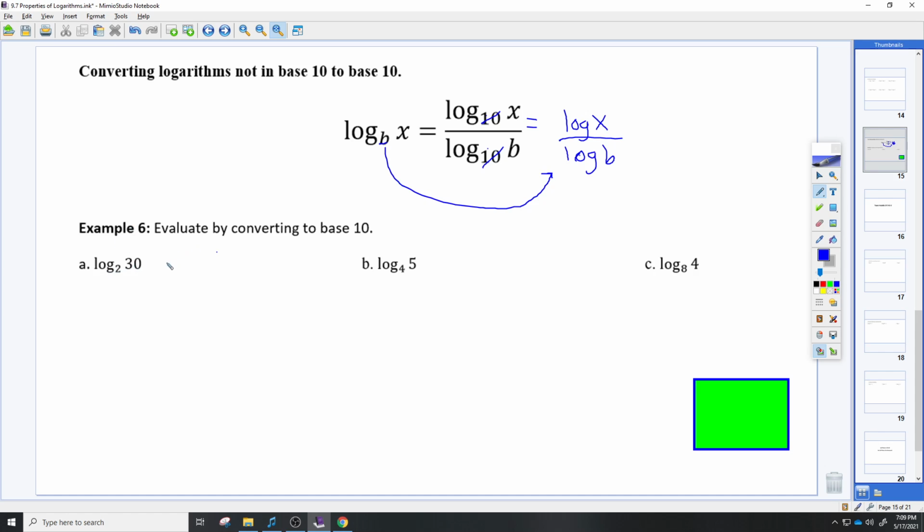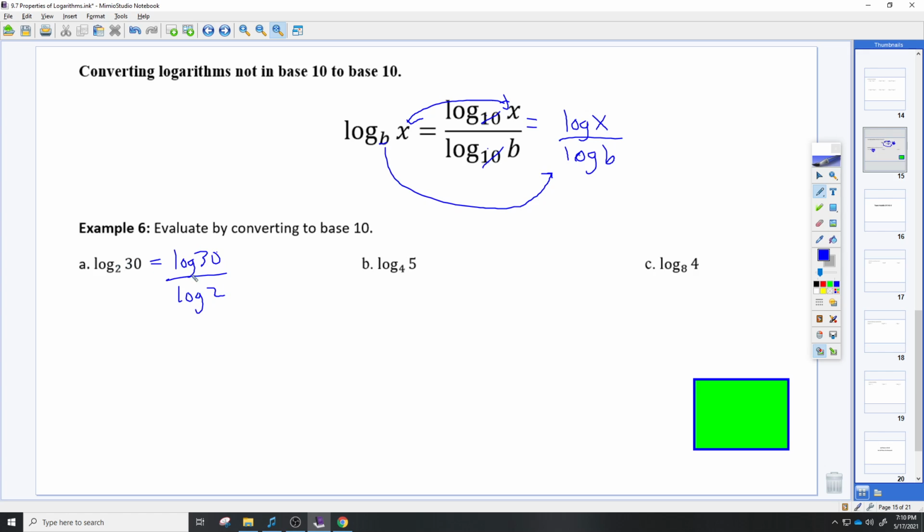So we do log base 2 of 30. I'm going to evaluate this by converting to base 10. So this would be log. Now remember, the top part is x. So we need to do log of 30 divided by log of 2. That's ugly.